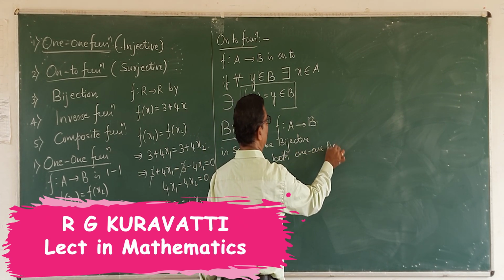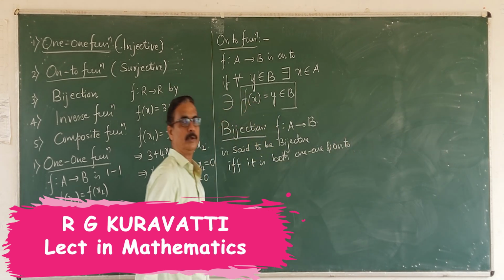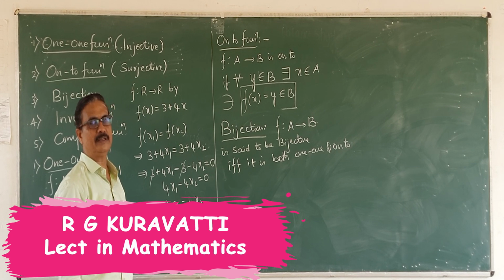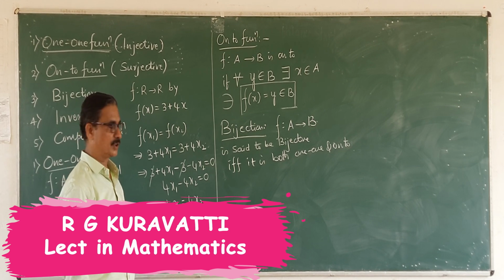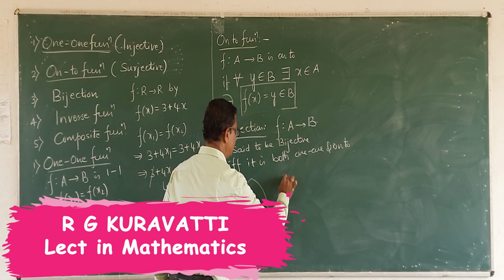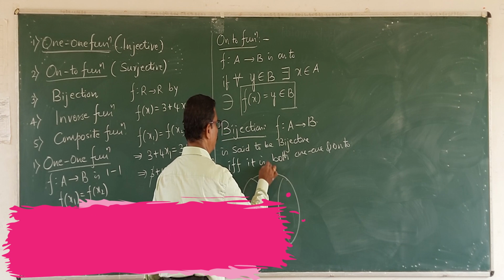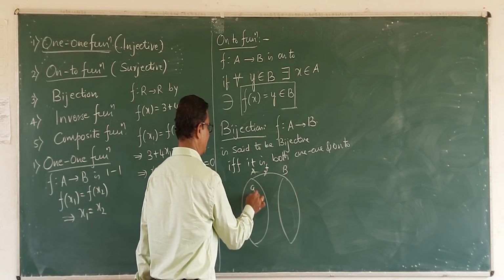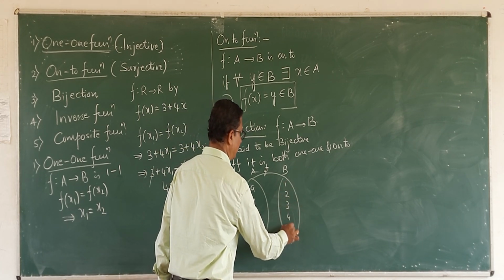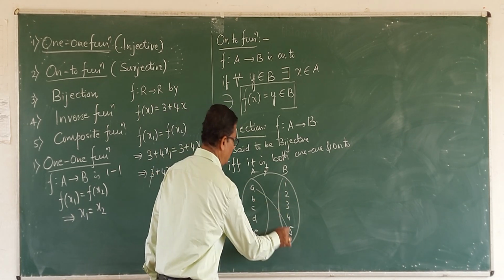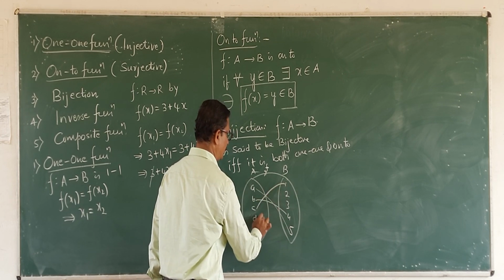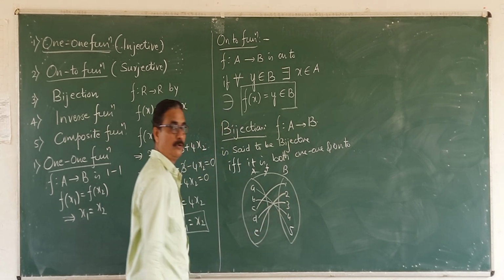Both must be there, see: it must be 1-1 and it must be onto. If it is both 1-1 and onto, then the function f from A to B is said to be a bijective function. Now for example, using a Venn diagram, f is a function from A to B. A is a set of 5 elements a, b, c, d, e, and B is again a set of 5 elements 1, 2, 3, 4, 5. The image of a is 5, of b is 4, of c is 1, of d is 3, of e is 2.